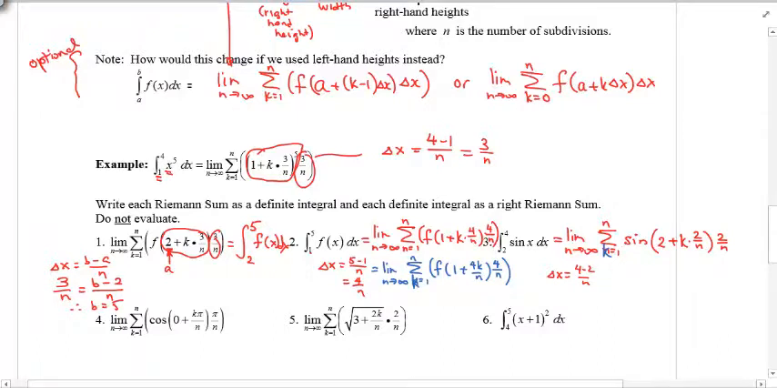And if you wanted to write it nicer, then this is an aside, I'm just trying to say that the limit is equal to this now: the limit as n approaches infinity, sum of k equals 1 to n, sine of 2 plus 2k over n times 2 over n.